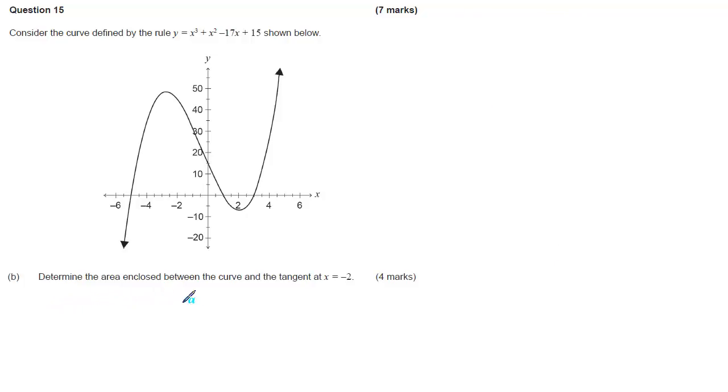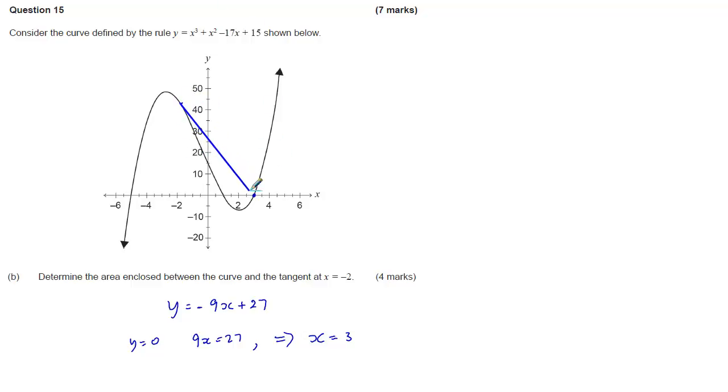Determine the area enclosed between the curve and the tangent at x equals negative 2, which we know was negative 9x plus 27. So we might want to know where this crosses the x-axis, and that happens when y is 0. So that would give us 9x equals 27, and that means that x equals 3. So it's actually going to cross just here when the curve does. And of course it's the tangent at this point here.